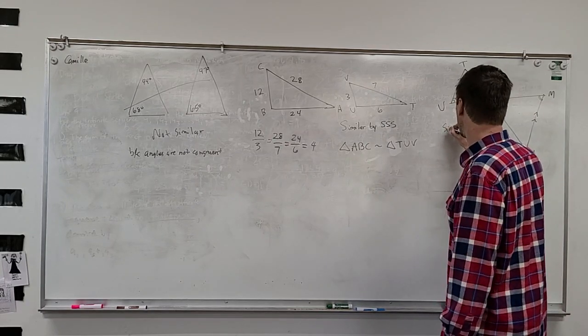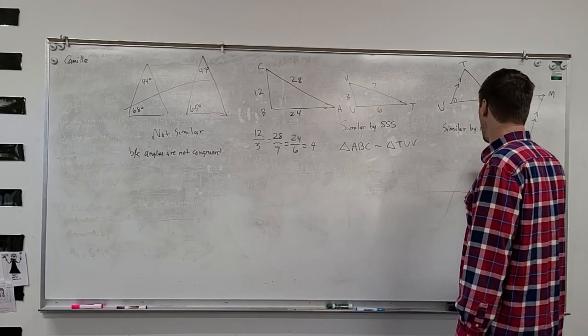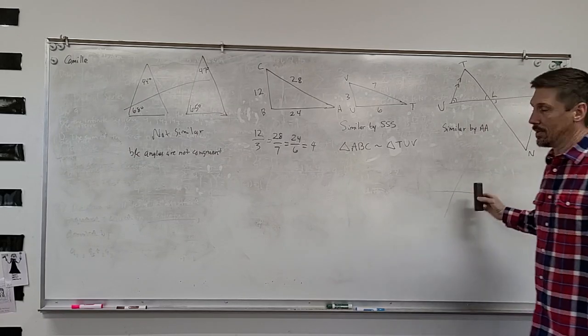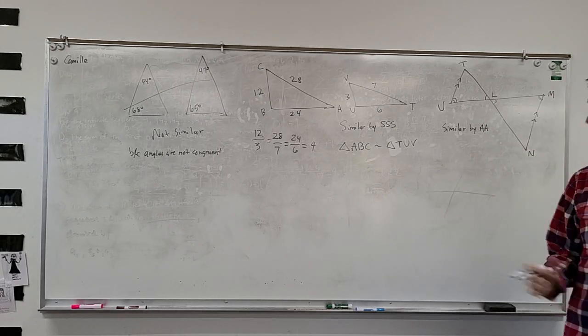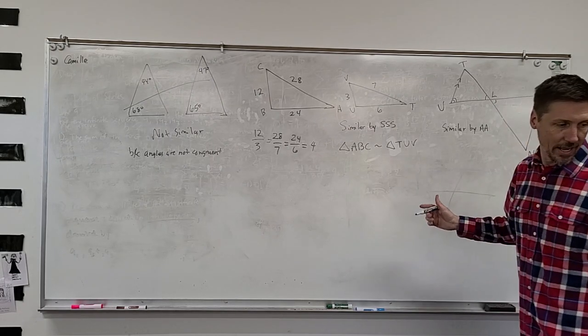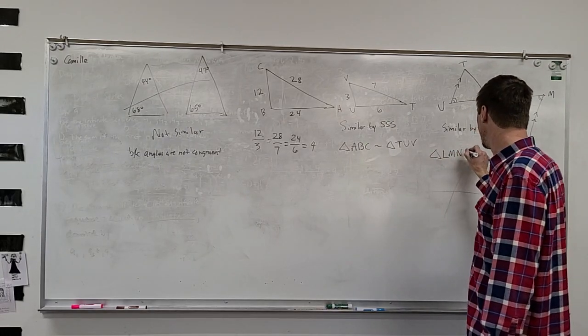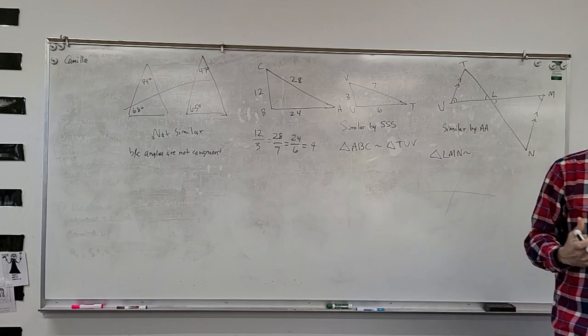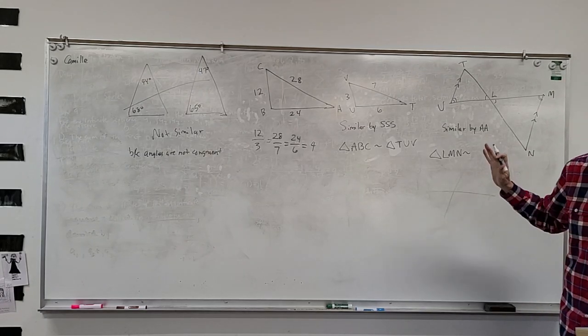But these are similar by Alcoholics Anonymous. This is what I think of every time I see AA. These are similar by AA, and LMN. I don't think they thought about that when they determined the name of Alcoholics Anonymous. It's like, that's also a theorem in geometry. No one was thinking that.